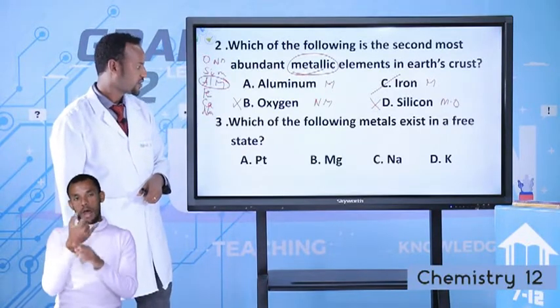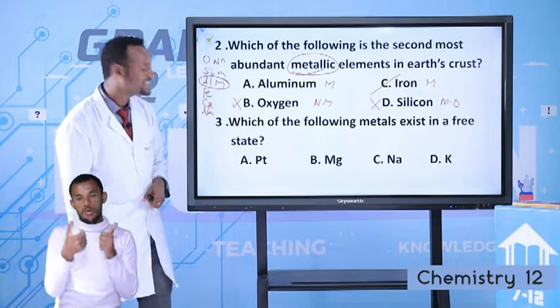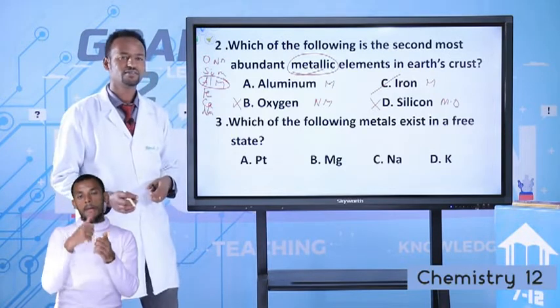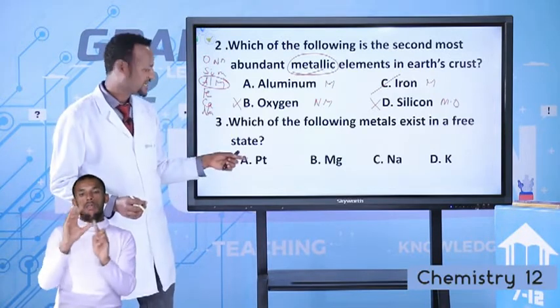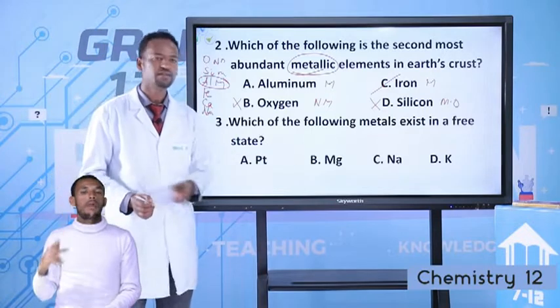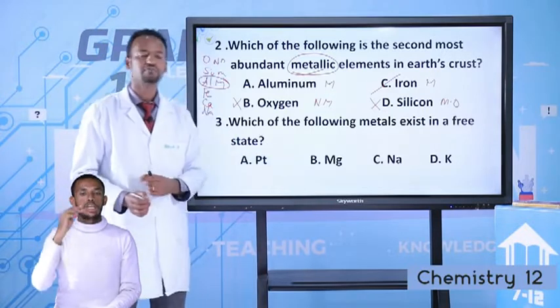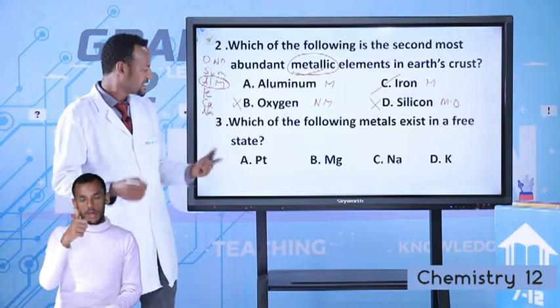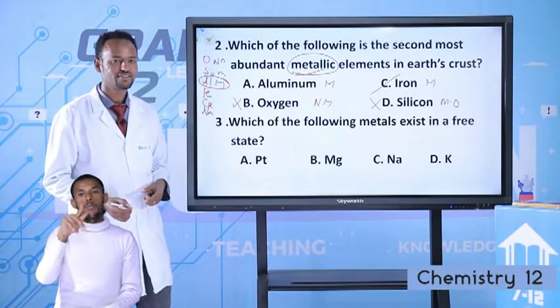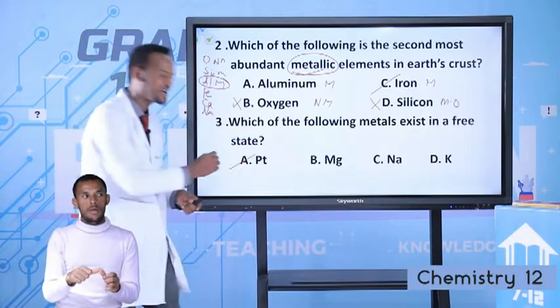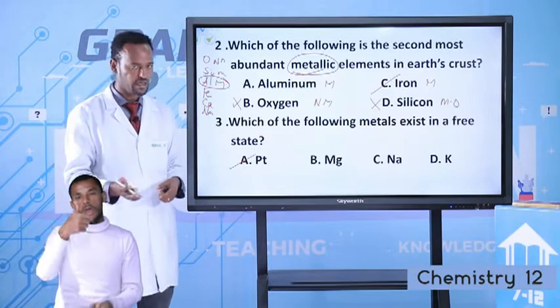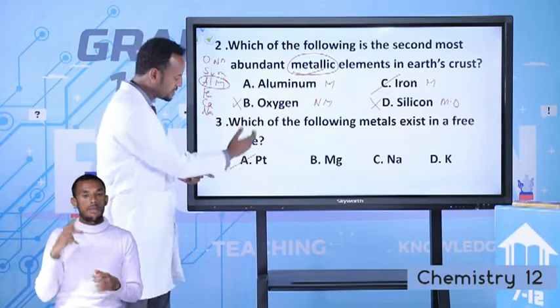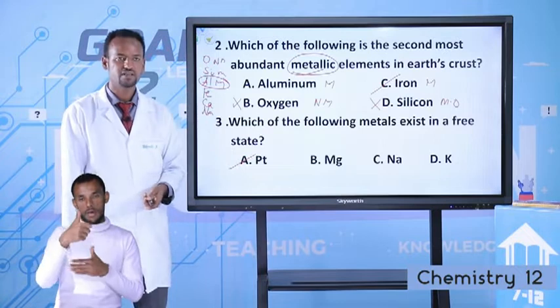Question number 3. Which of the following metals exists in free state, in native state? Pt, platinum, Mg, magnesium, Na, sodium, K, potassium. Which one exists in free states? The answer is platinum, because platinum is not affected by air and water. Because of less reactivity, platinum exists in free state.